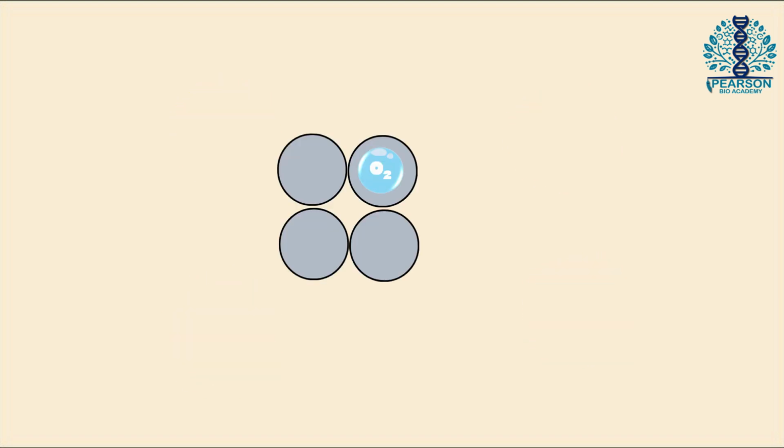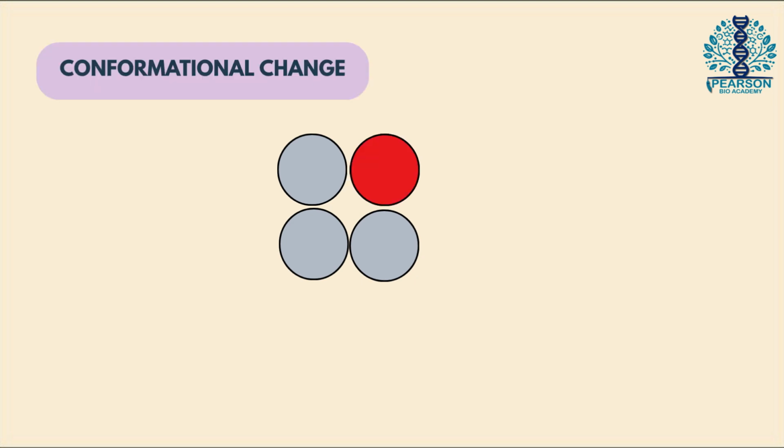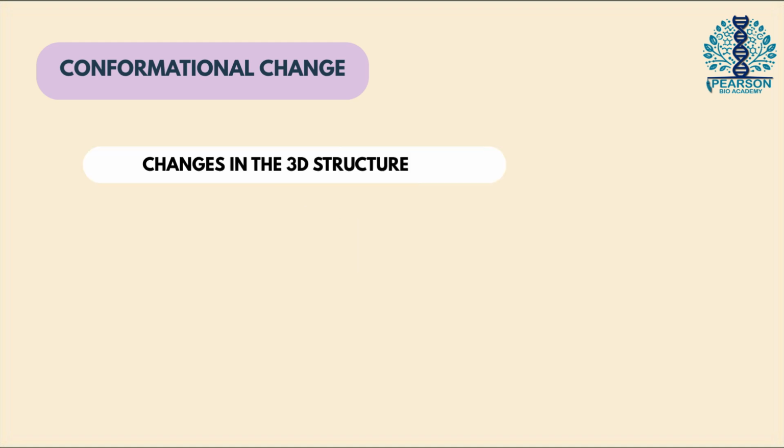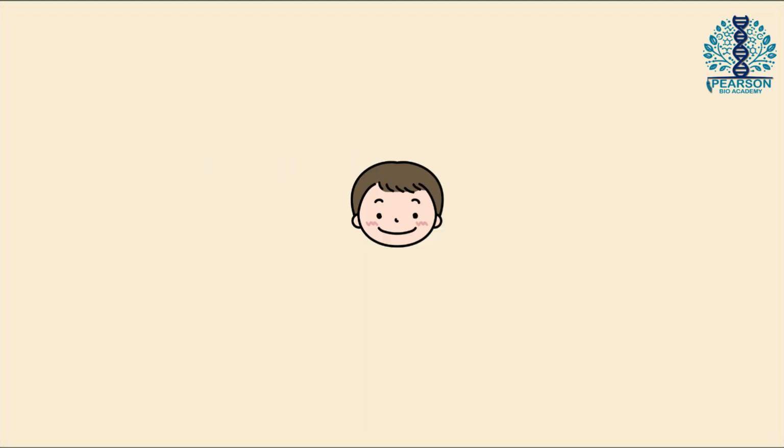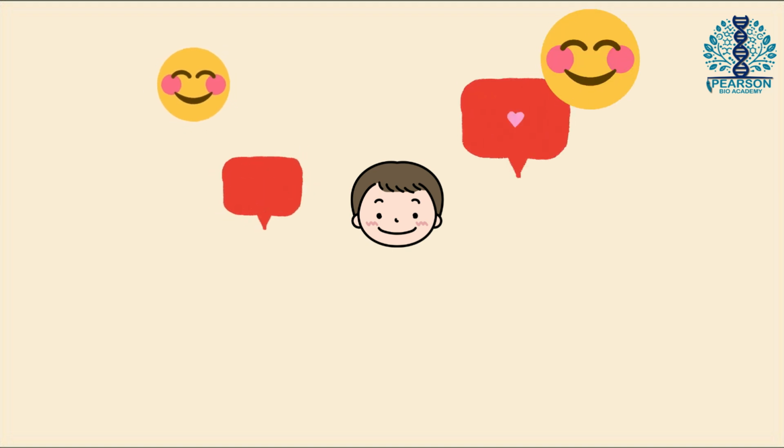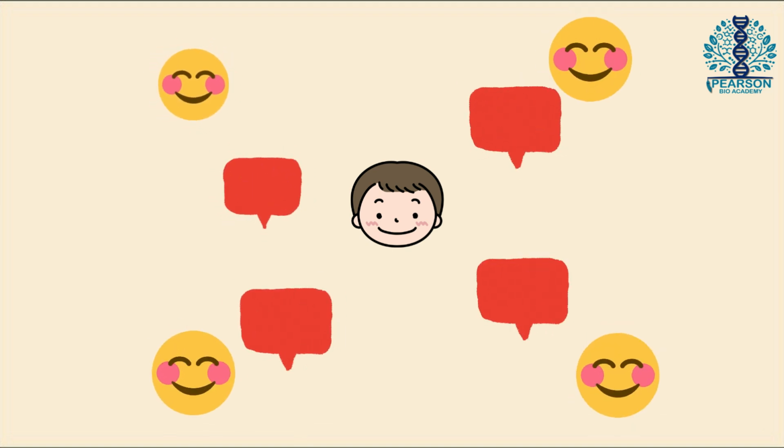But once this oxygen gets bound to hemoglobin, it causes some changes called a conformational change. So, conformational change means changes in the tertiary structure. This increases the affinity of hemoglobin for further oxygen molecules. So imagine you did something good in the classroom. Making the first friend is difficult, but after some time making more friends becomes easier. So this is exactly what happens in the oxygen dissociation curve.